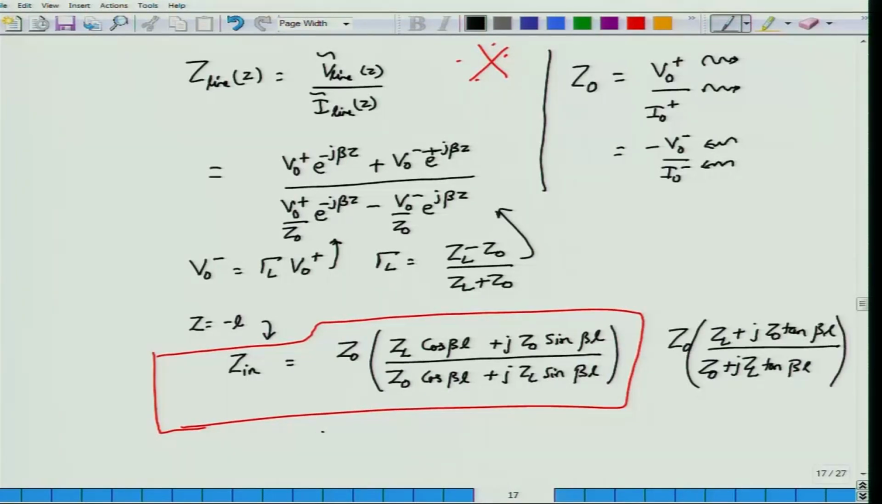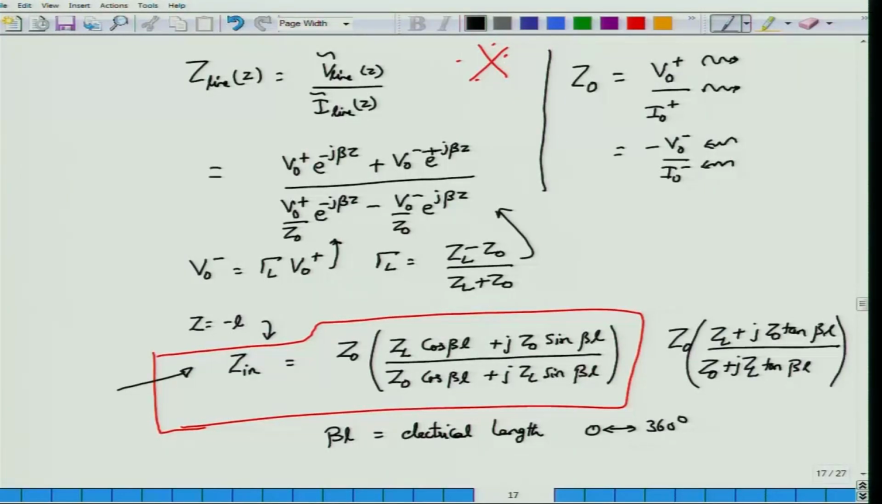Incidentally, beta into L is called the electrical length, and this electrical length can vary from 0 to 360 degrees, that is, when beta L goes from 0 to 2 pi. What use is this input impedance expression? We will have a lot more to say about the input impedance later on. For now, what we want to do is to solve a problem where this concept of input impedance will be required.